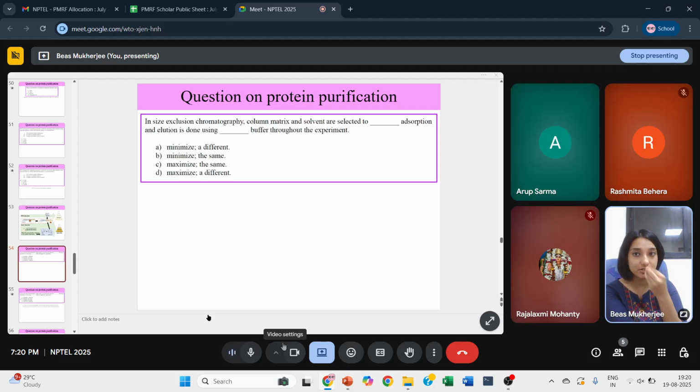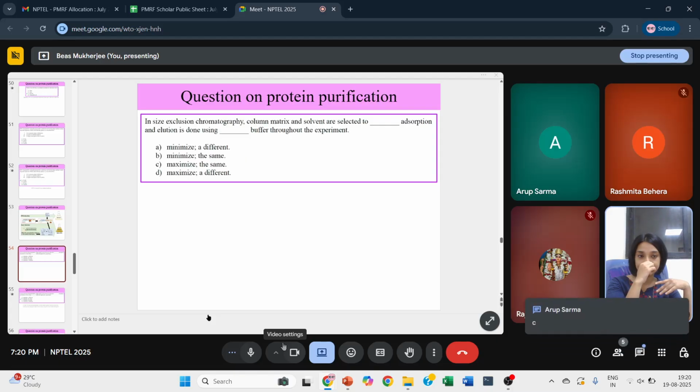Now, a question on protein purification. In size exclusion chromatography, the column matrix and solvent are selected to dash adsorption, and elution is done using dash buffer throughout the experiment. So, adsorption in size exclusion chromatography, do you want to minimize it? Do you want to maximize it? And elution is done using the same buffer or a different buffer throughout the experiment. C. C is maximize and same.